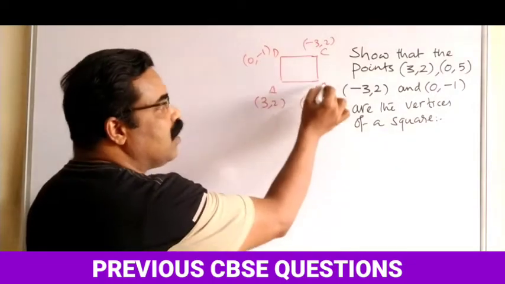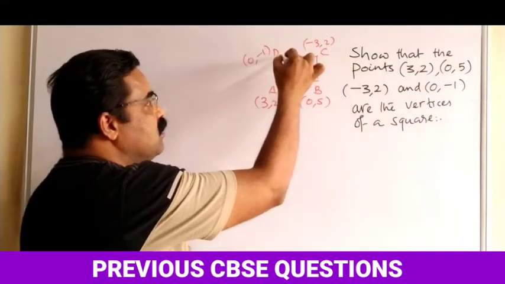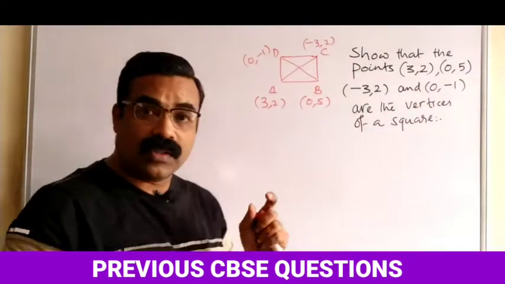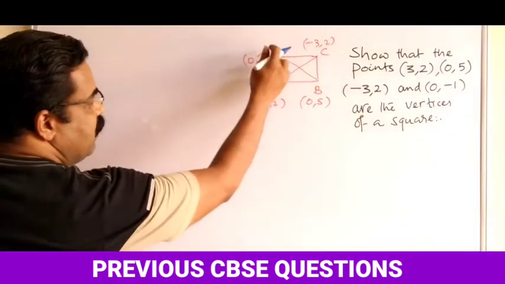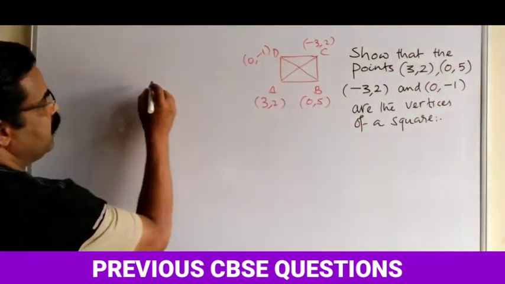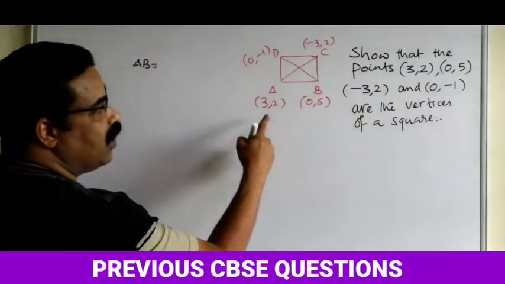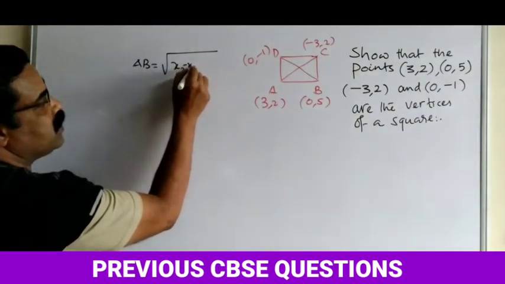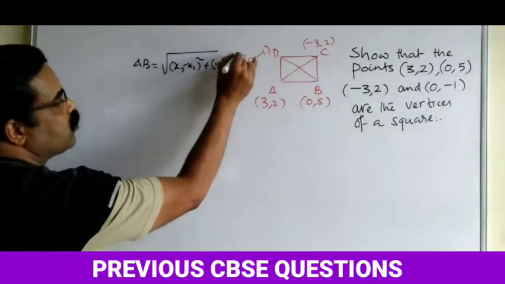The four sides being equal, we can prove using the distance formula. And similarly, we have to prove that the diagonals of a square are also equal. So let us solve one by one. What is side AB? Side AB using the distance formula, under root (x2 minus x1) all square plus (y2 minus y1) all square.